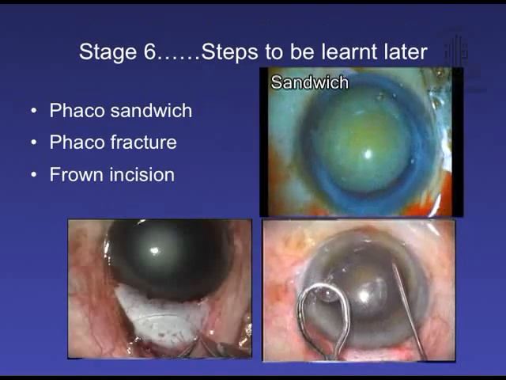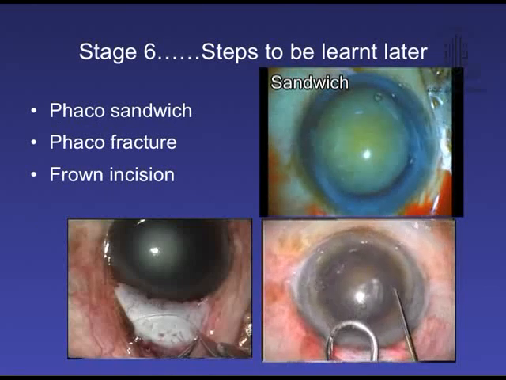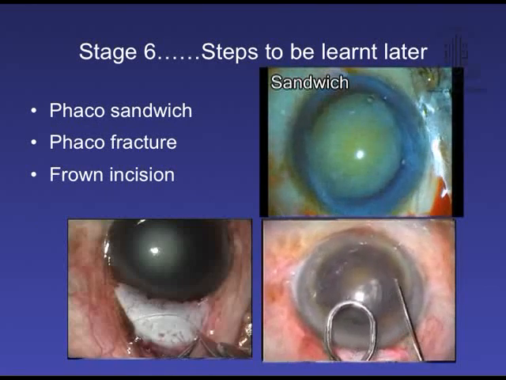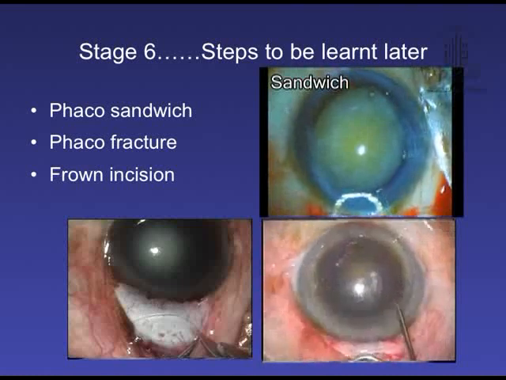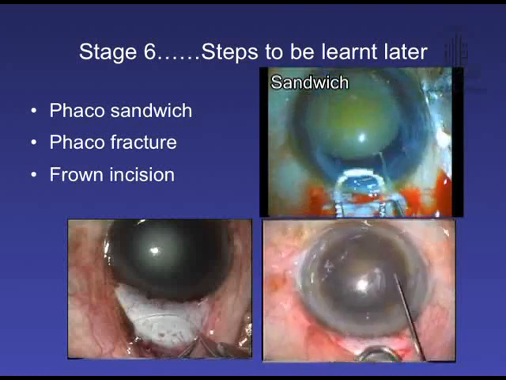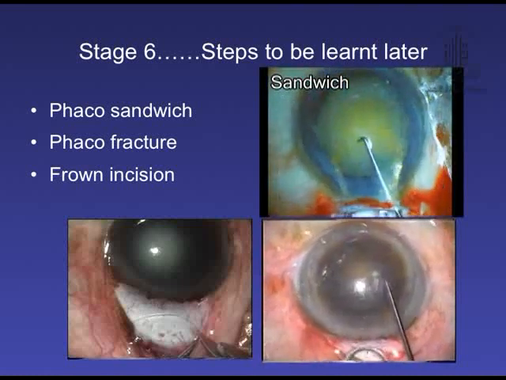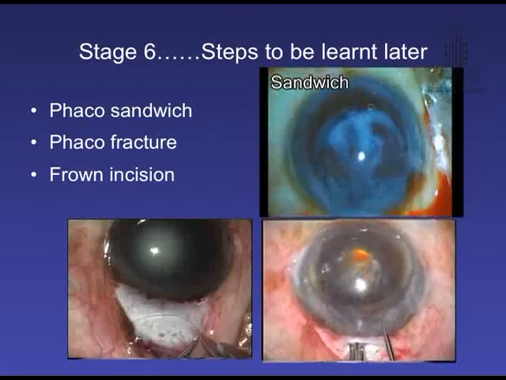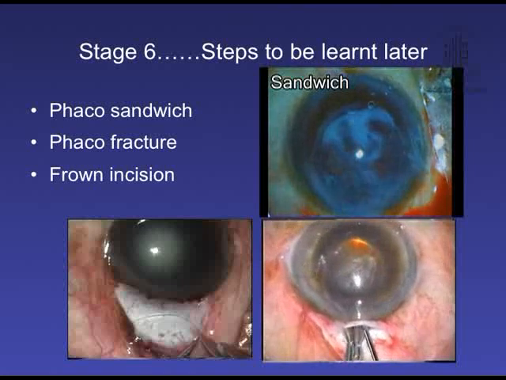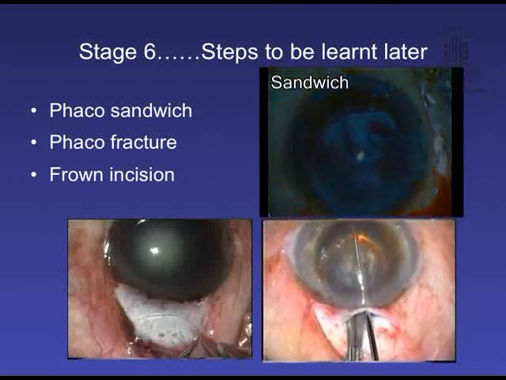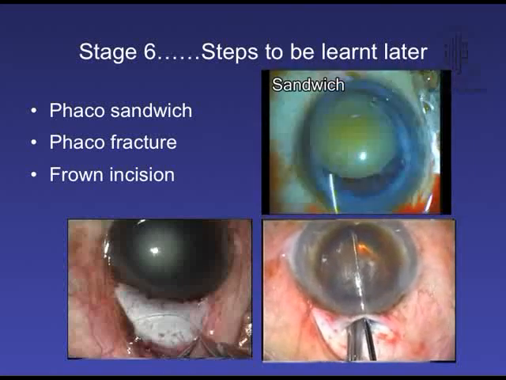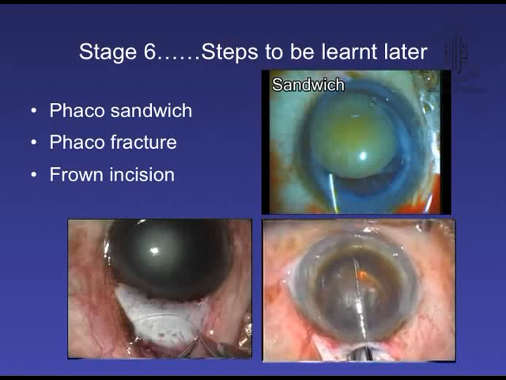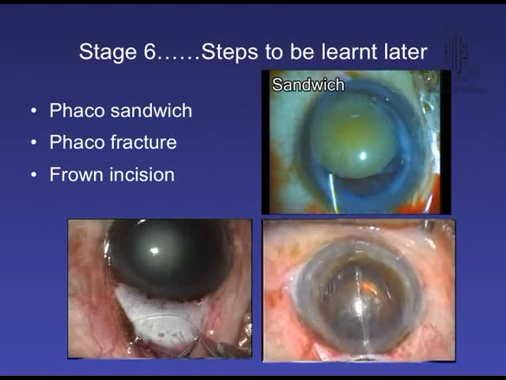After mastering all these techniques, we can learn the different techniques of nucleus delivery later on. One is the phaco-sandwich technique, the other is phaco-fracture and frown incision. Frown incision basically helps in reducing the astigmatism, but one has to proceed to this only after learning how to make a straight incision. Phaco-sandwich and phaco-fracture are the techniques which will be dealt with later by the subsequent speakers.